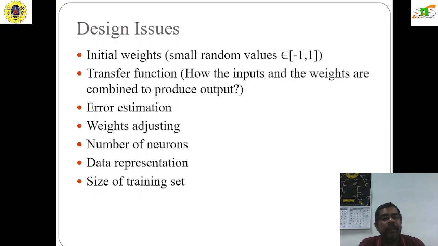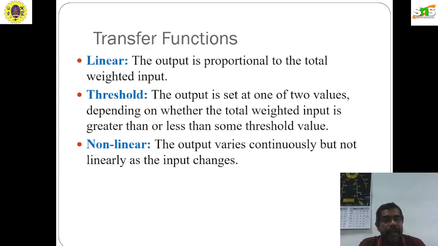Initial weights may have random values from -1 to +1 for the inputs, and the weights are combined to produce the output. That is the transfer function, and we have to look into error estimation and weight adjustments, the number of neurons we are working with, data representation, and the size of the training set.